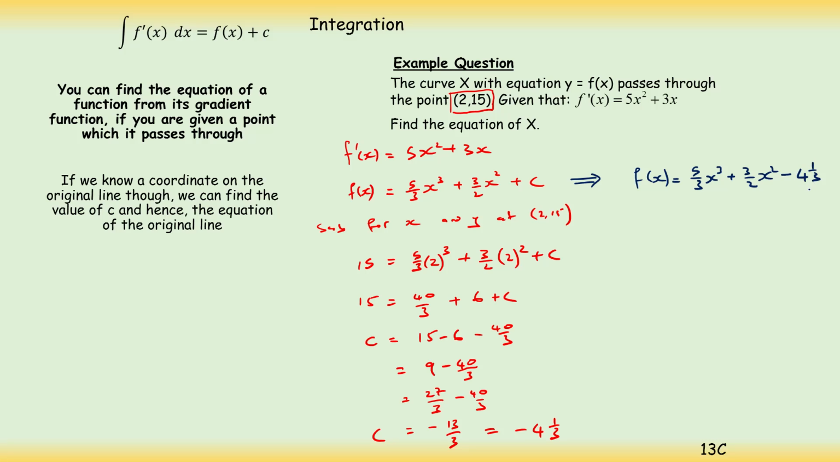Now I'm happy if you use 4 and a third. I'm also happy if you use minus 13 over 3. I actually prefer minus 13 over 3, especially seeing as we've got 5 over 3 and 3 over 2. Okay, but either one is correct. Right, hit pause, copy the example down. Once you've done that, hit play and we'll look at another example.